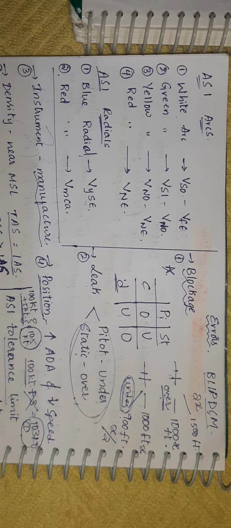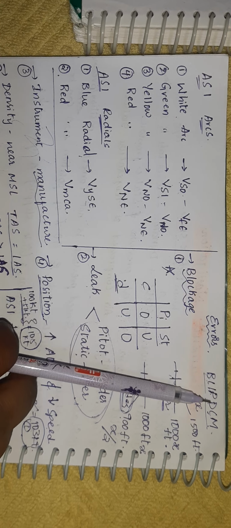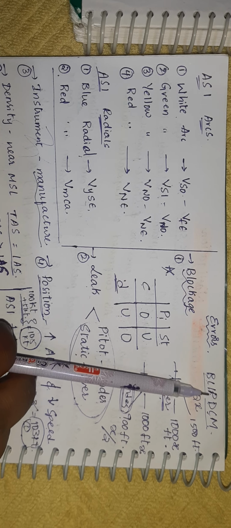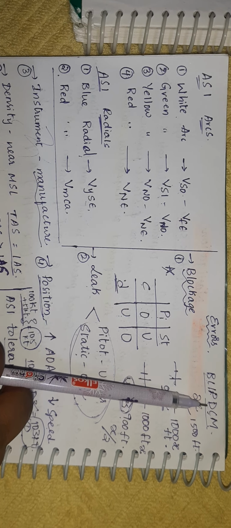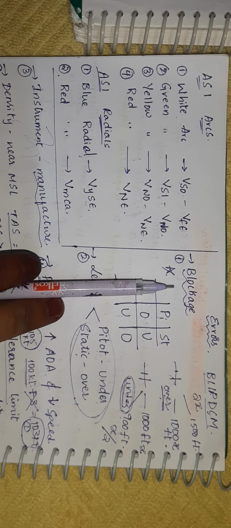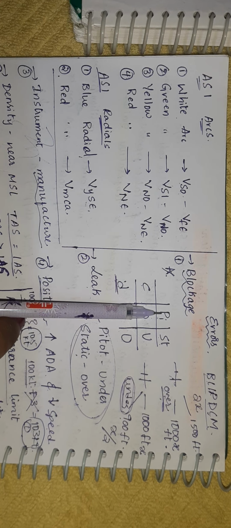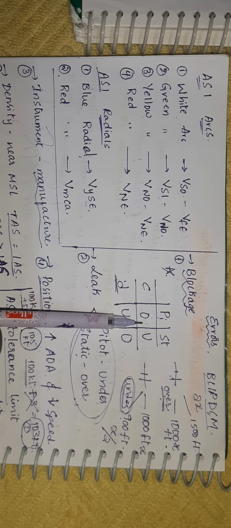Now we have different kinds of errors in the ASI, and we can remember them as BLIP DCM: blockage, leakage, instrument, position, density, compressibility, and maneuvering. Now blockage error. If the pitot tube is blocked during climb, the instrument overreads.